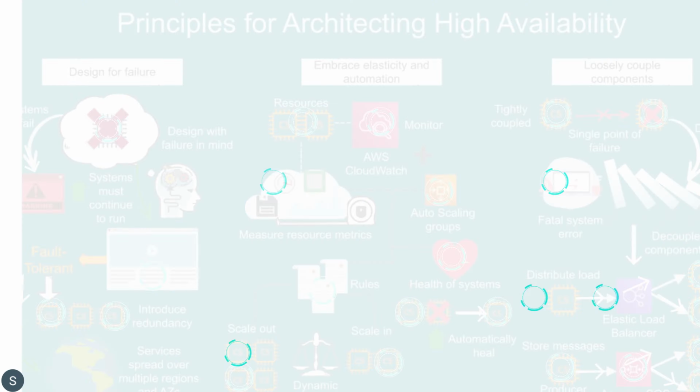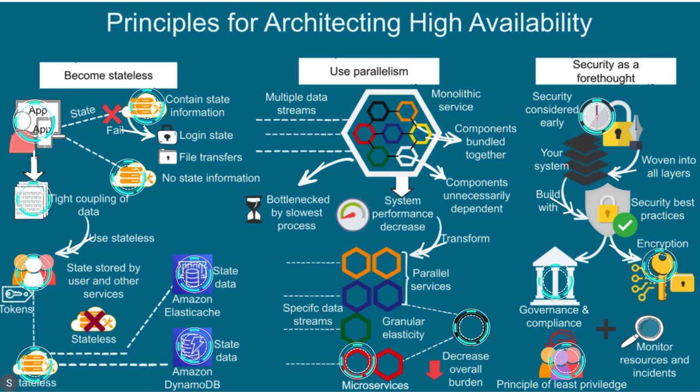Become stateless. Stateful applications hold information regarding the state of an individual user on a server. This could include login information and file transfers. This is problematic in the case where a server fails, since state information isn't shared across all servers. This means our data is tightly coupled, so we're already losing a highly available quality.